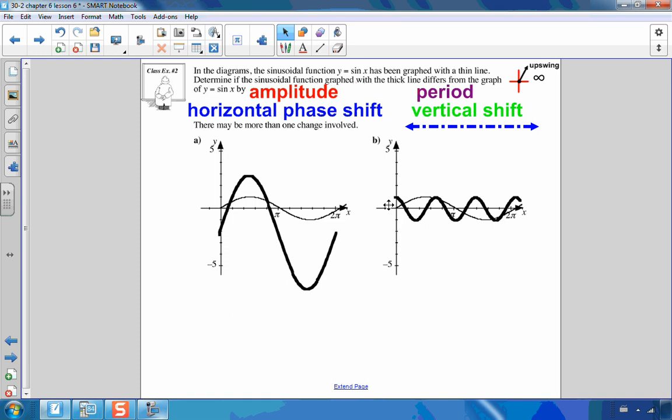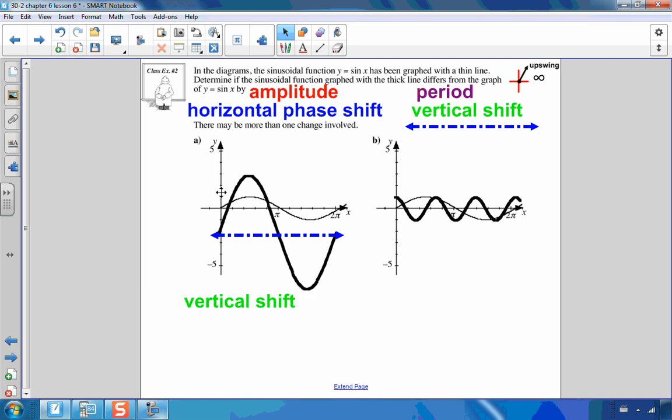Okay, so I always like to start with the midline. Normally the midline is at the y-axis, but I can see that is not an equal amount above and below. So I have to actually move it, and I'm going to move it down. Since I've moved the midline down, there has been a vertical shift. Now, normally my amplitude is a unit of 1. So do I have 1 unit above the midline and 1 unit below? No, I have considerably more.